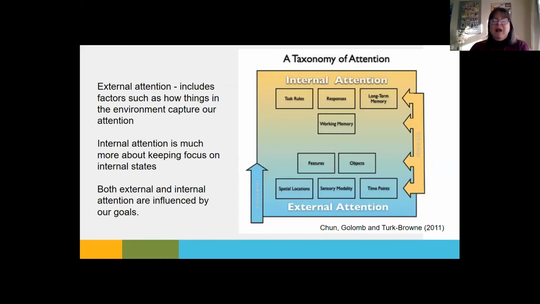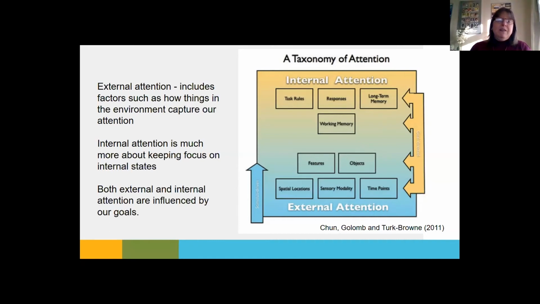So we've been able to develop models or taxonomies of attention by bringing everything that we know about damage to the brain, problems that people have with attention, mapping or imaging attention as people carry out tasks in a scanner. And we've been able to see that actually there is this top-down and this bottom-up approach to attention.